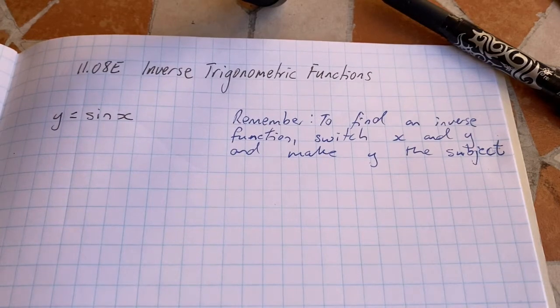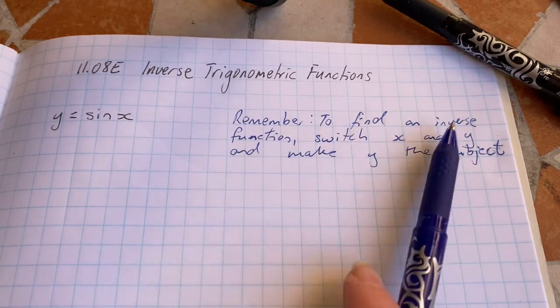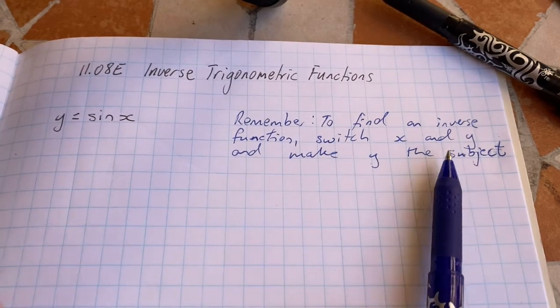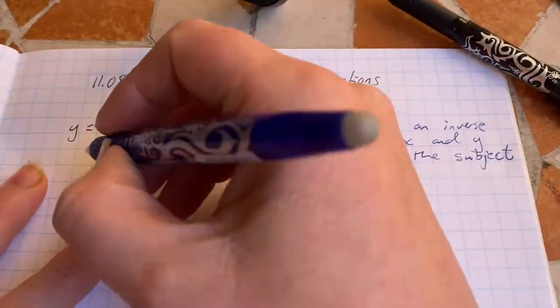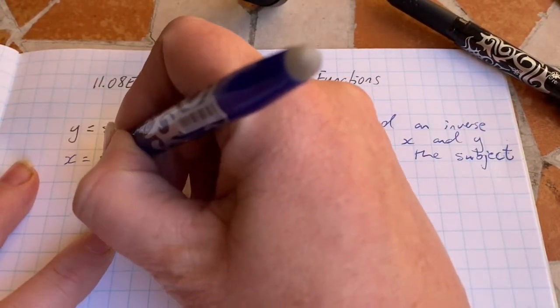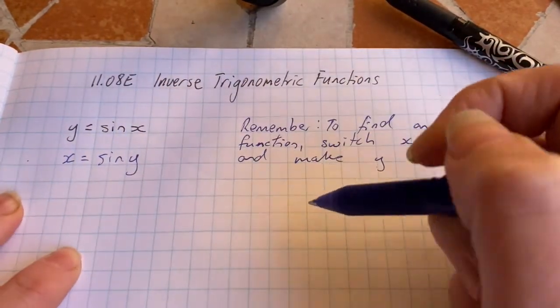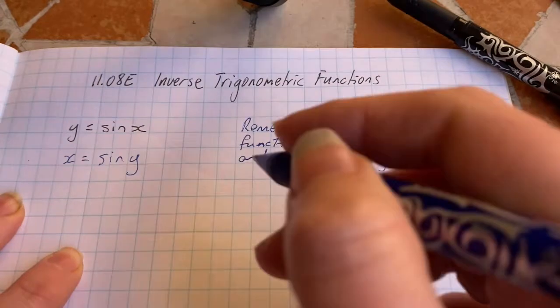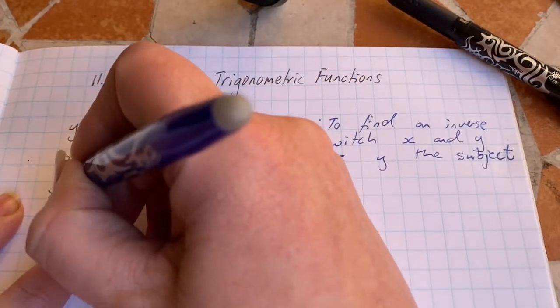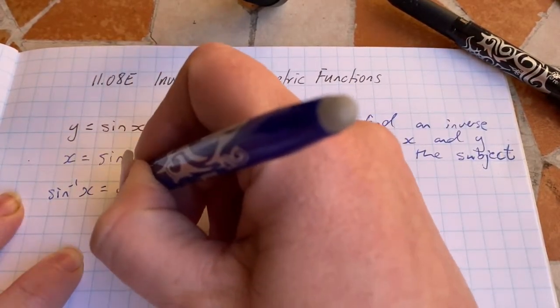Exercise 1108 is extension content about inverse trigonometric functions. Now remember, to find an inverse function, you switch x and y and you make y the subject. So if we have the function y equals sine x, we switch the x and the y: x equals sine y. And so we've actually learned the inverse functions before. You just take sine inverse of each side. So sine inverse of x equals y.